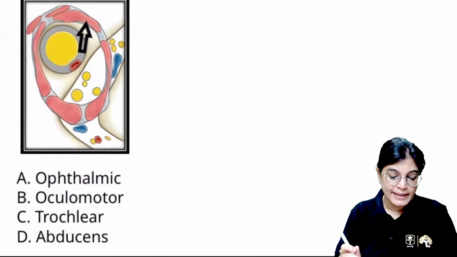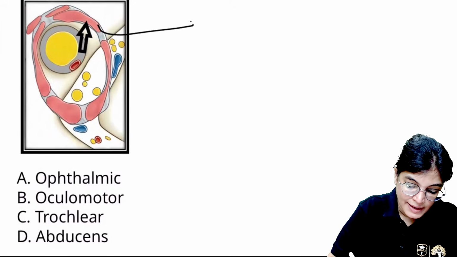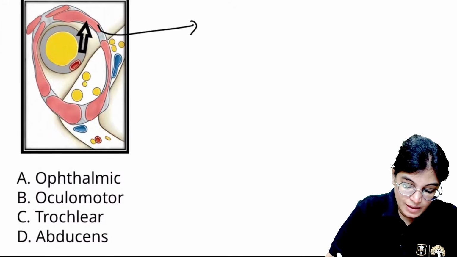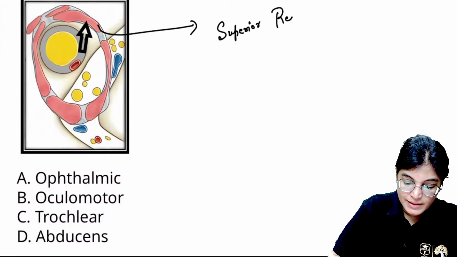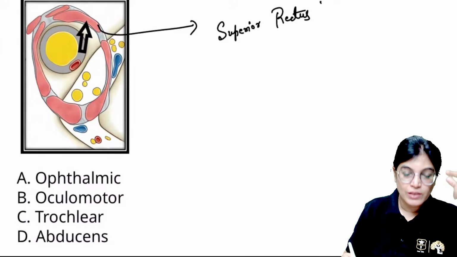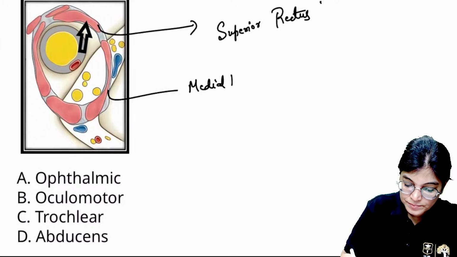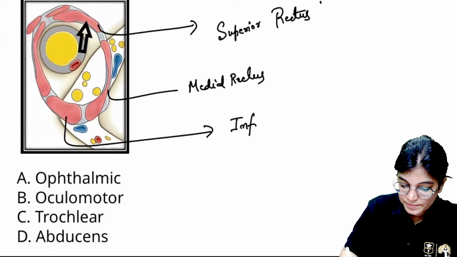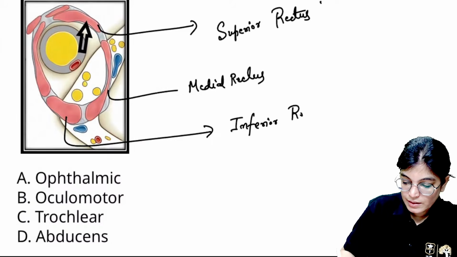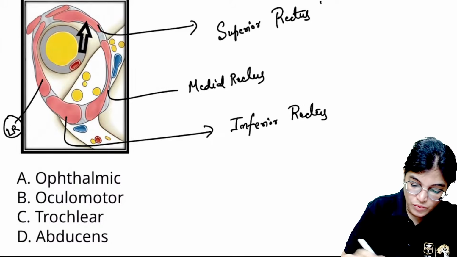So firstly, identify this muscle. This is one of the extraocular muscles. So which muscle is this? This is lying superiorly, so this is the superior rectus muscle. This is the annulus of Zinn. This is the medial rectus muscle. This is the inferior rectus muscle. And this is the lateral rectus, LR for lateral rectus muscle. So which muscle is this?